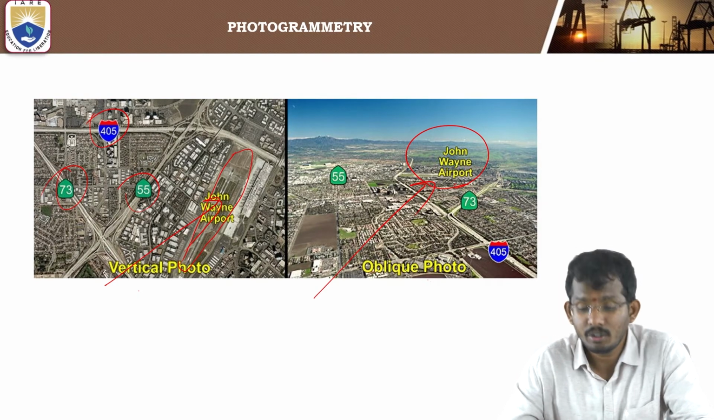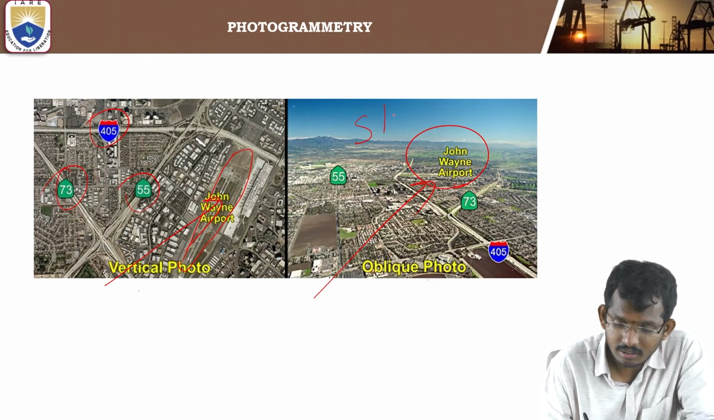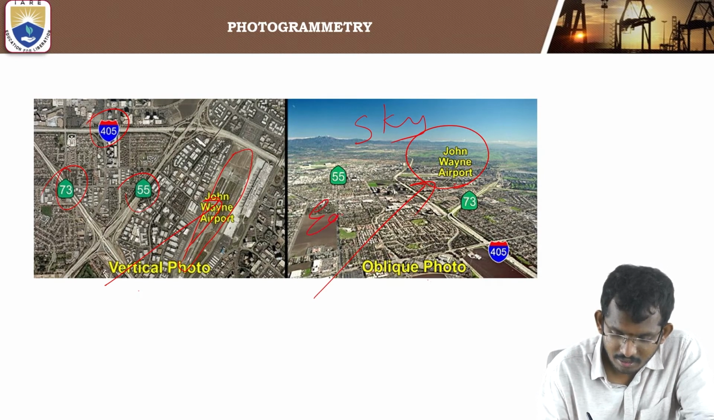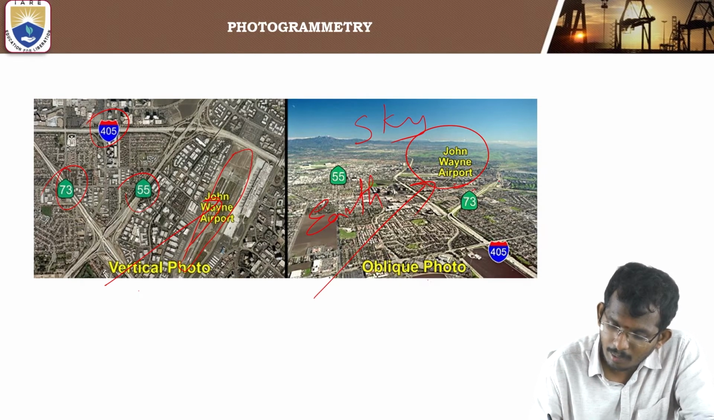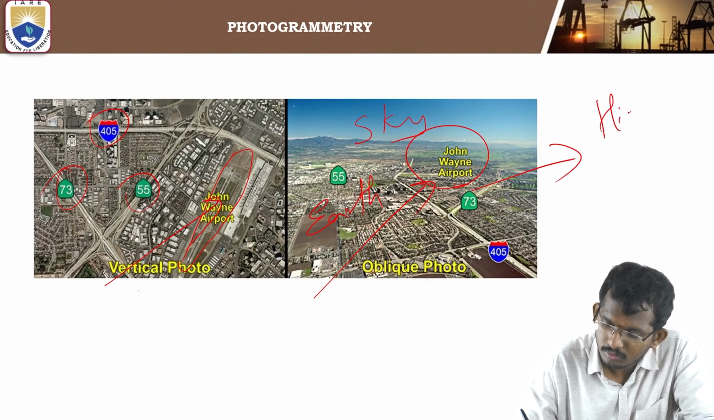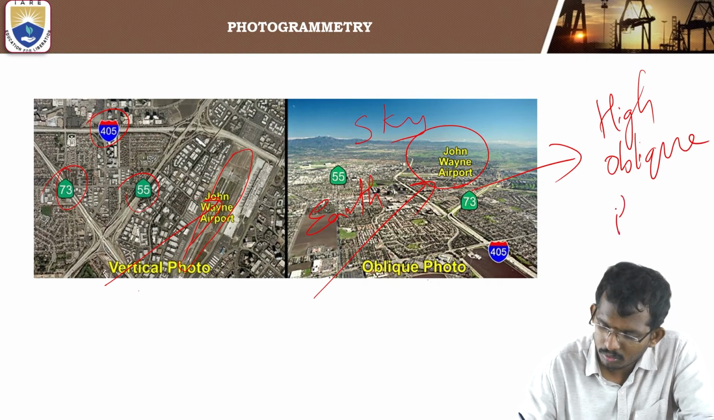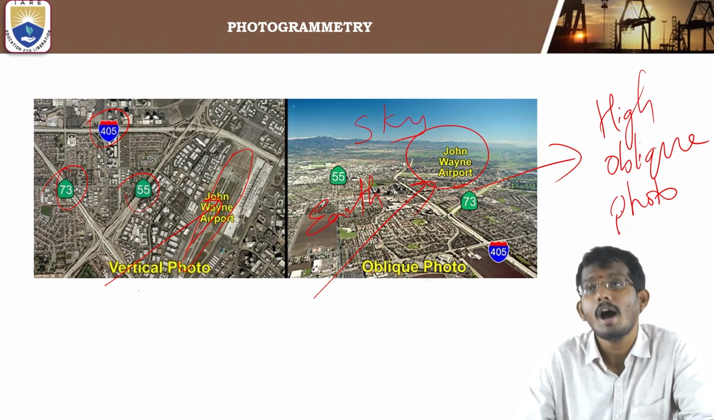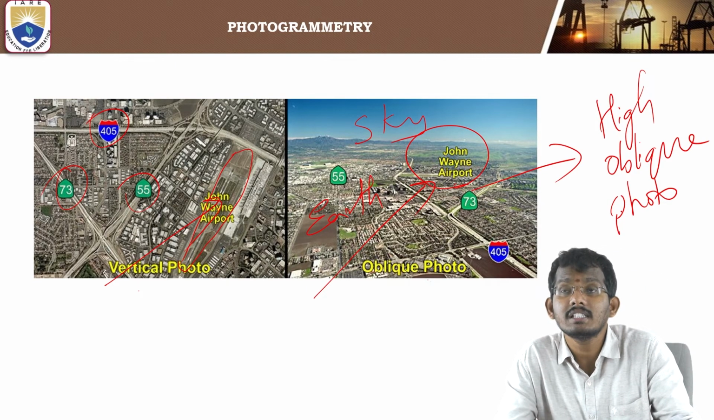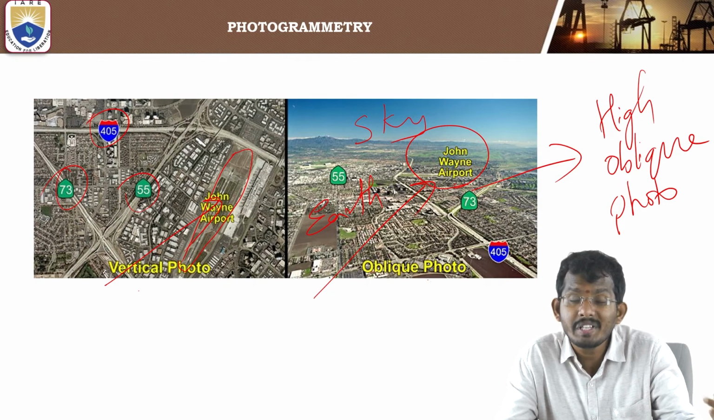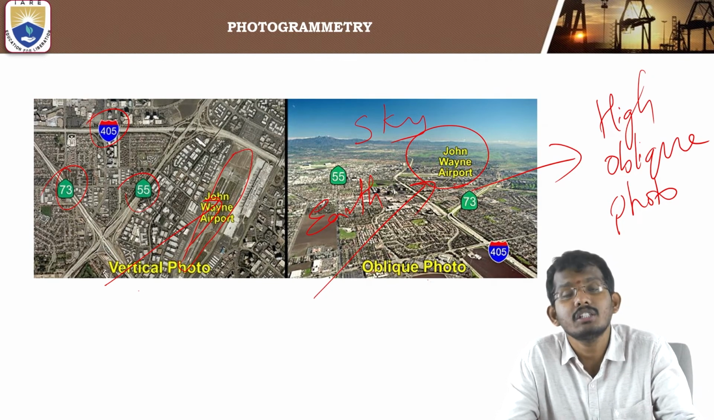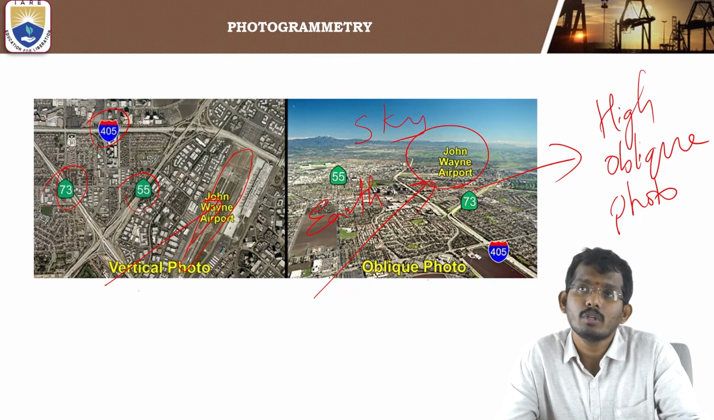In oblique photogrammetry, you can see that the sky and the earth are connected with each other. So this is a high oblique photograph. High oblique photo: a photo where sky and earth touch. A photo which represents the touching of sky and earth together is called a high oblique photograph.